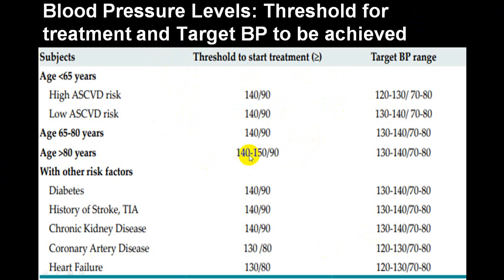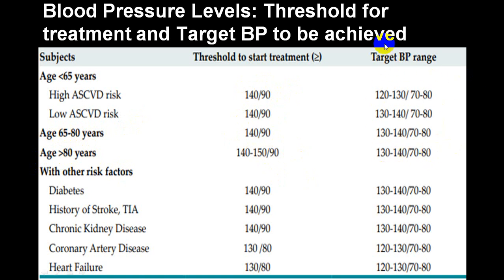140 by 90 is considered as definitely hypertensive, whether it has a high cardiovascular risk factor or low cardiovascular risk factor. High means more than 10%, low means less than 10%. Or age more than 65 to 80 or more than 80. Any one of this group, you require a target to be less than 130 by 80.